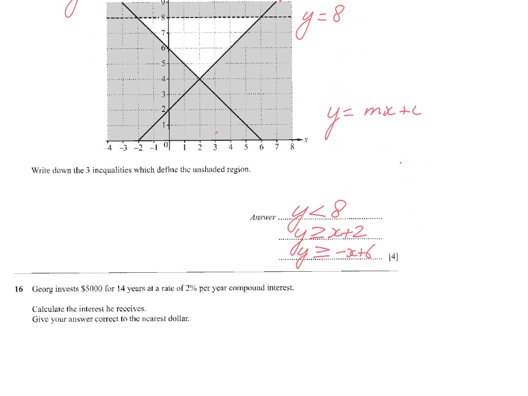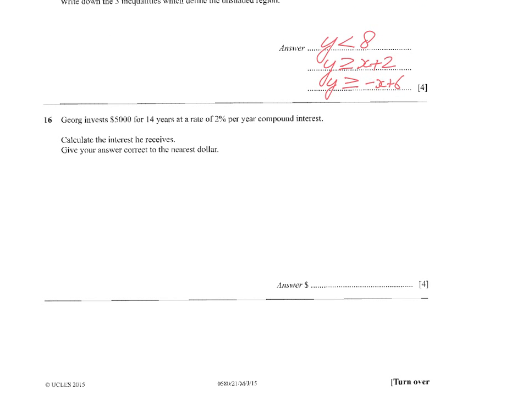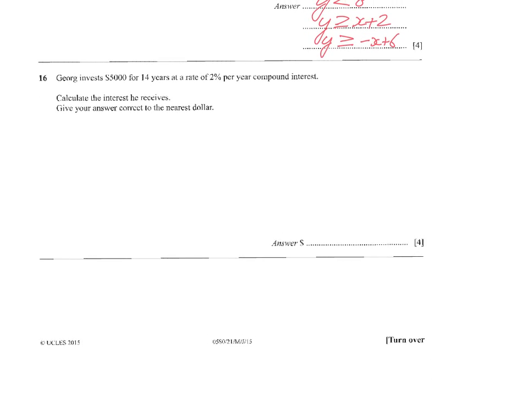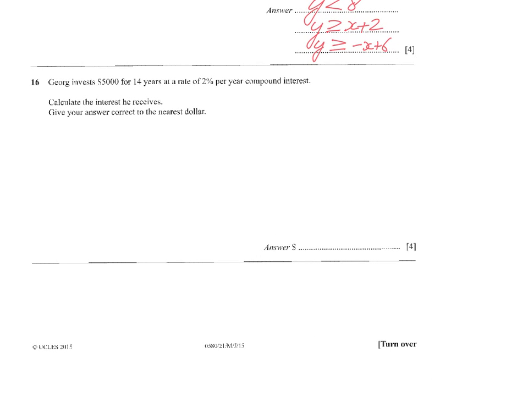Oh, I don't do that like that. I should be doing it like this. For 4 points as well. Loads of points to be earned here. Something about compound interest. So please distinguish between compound and simple interest. George invests $5,000, lucky guy, for 14 years. That's a long time, by the way, at a rate of 2% per year. Compound interest.